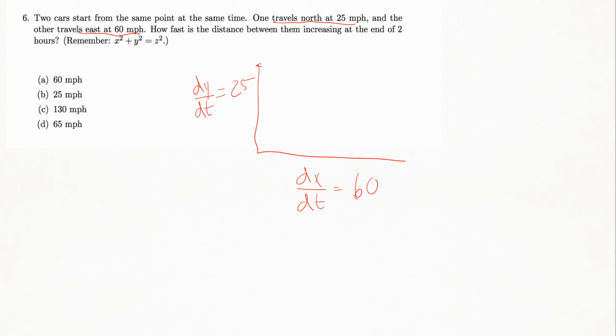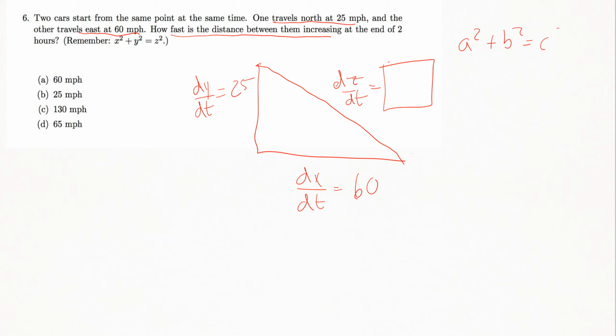In this problem, what they're wanting us to calculate is how fast the distance between them is increasing. And so we're being asked to find dz/dt. The beautiful thing about this problem, because dz/dt is also changing, is we can just use the Pythagorean theorem to find the missing piece, and there's really not any calculus involved. So we just do our a squared plus b squared equals c squared Pythagorean theorem equation. So a would be the 25, so 25 squared plus 60 squared is going to equal c squared.